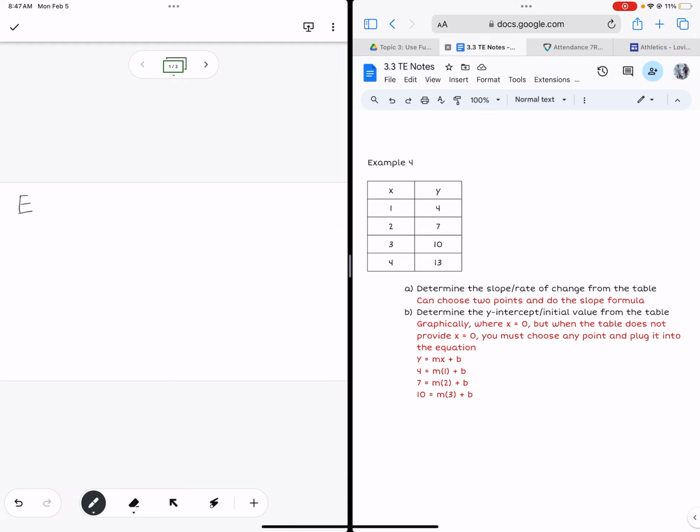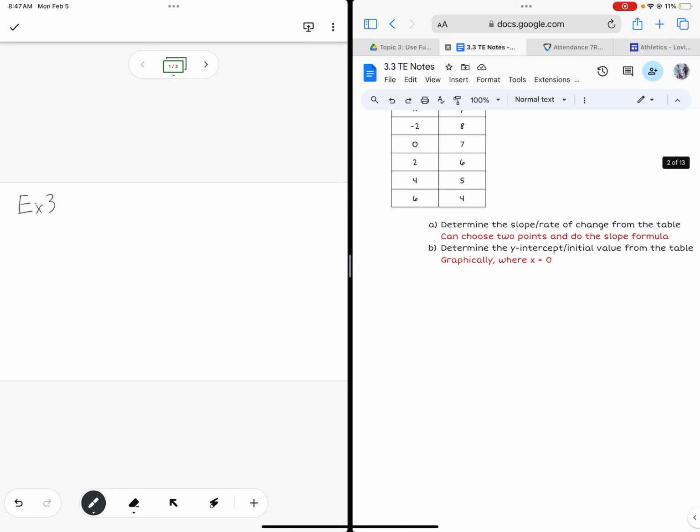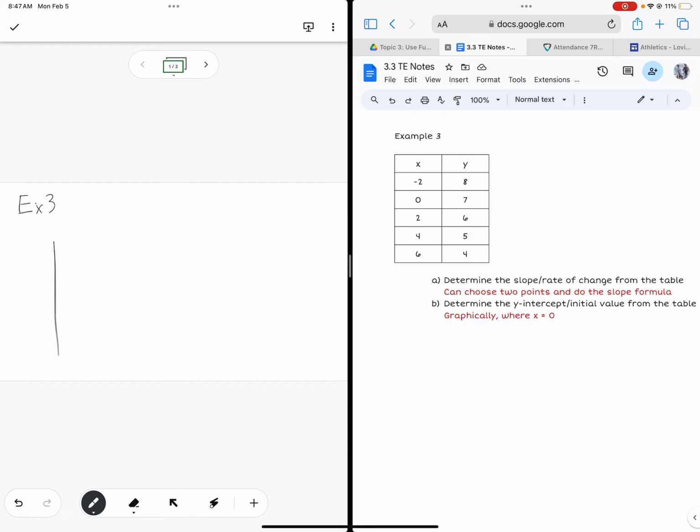So example 3, we have a new table. X, Y, and then negative 2, 8, 0, 7, 2, 6, 4, 5, 6, 4. Okay, let's start off with slope because we have to find both. So we want slope and we also want y-intercept. Actually, which one's easier to find? Y-intercept, right? So for the y-intercept, I just got to figure out where does x equal 0. And I know that that's going to be my y-intercept. So it's going to be 7. So B is 7. That's the easy one.